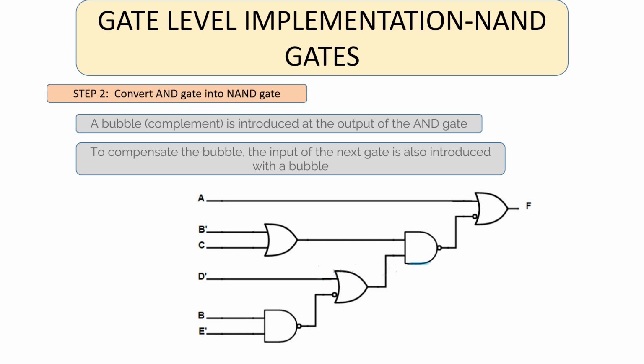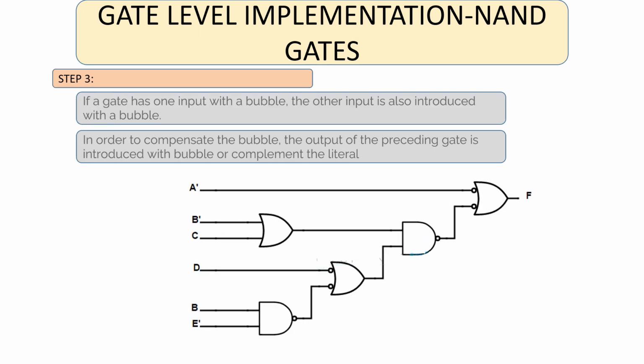So the step 2 in the implementation using only NAND gates. Step 2, convert AND gate into NAND gate. But how? A bubble is deliberately introduced at the output of the AND gate. And in step 2 again, to compensate for the bubble, the input of the next gate is also introduced with a bubble.